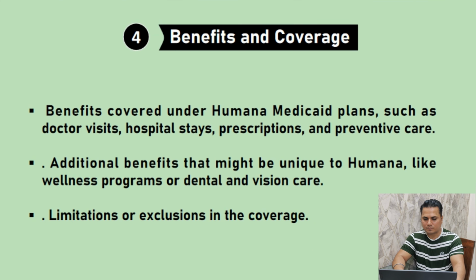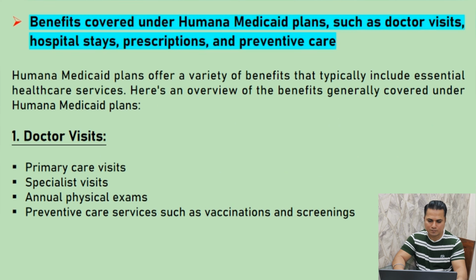Now, number 4, benefits and coverage. That's what we are going to cover. In that, benefits covered under Humana Medicaid plans such as doctor visits, hospital stays, prescriptions, and preventive care. Additional benefits that might be unique to Humana, like wellness programs or dental and vision care. Limitations or exclusions in the coverage. So we are going to understand these benefits and coverage.